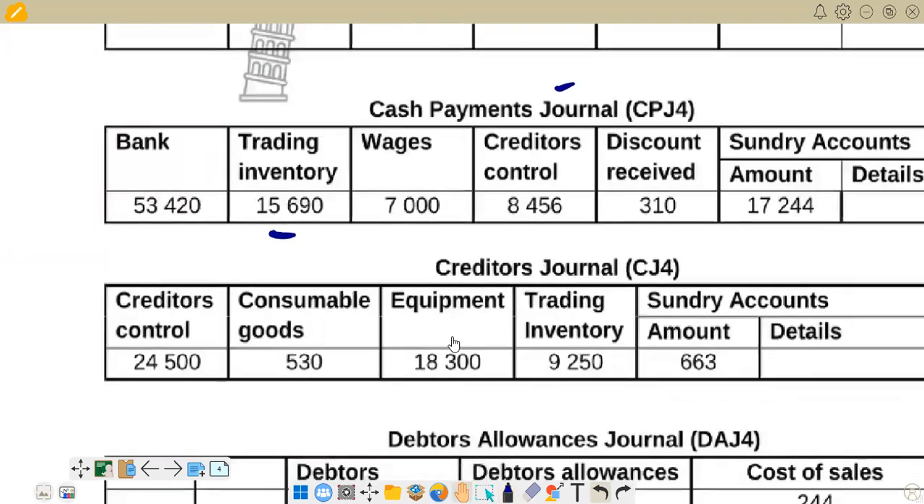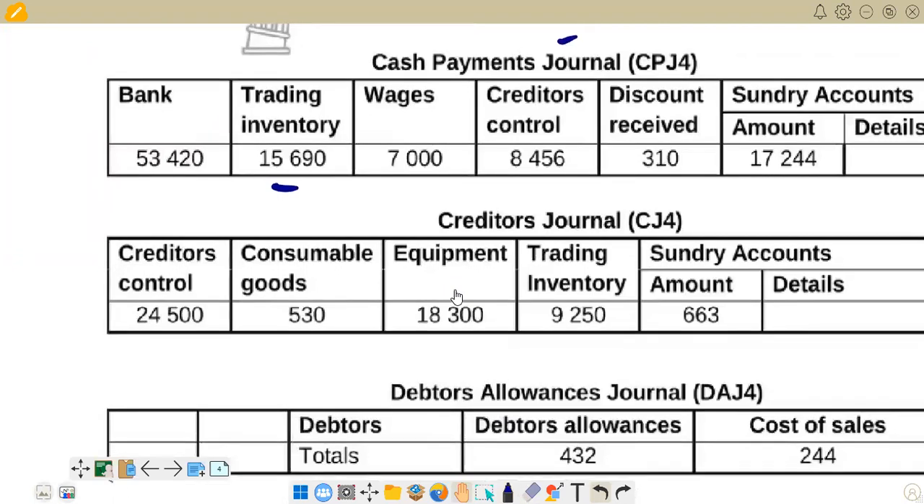We have the creditors journal, whereby now we have the trading inventory again, which is 9,250. So the figure for trading inventory that we are seeing in the creditors journal is representing inventory that has been bought on credit. Whenever inventory is bought on credit, we enter it in the creditors journal. When we use cash from bank, it's entered in the cash payments journal. So that's what we have.